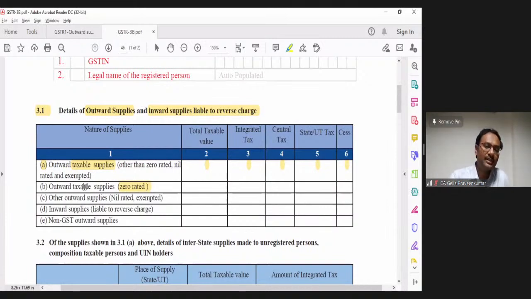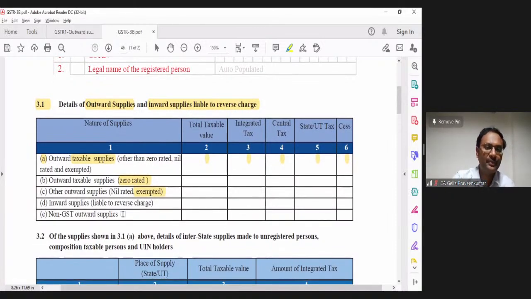Third, outward supply nil rated, exempted. Exempted, like rental income from immovable property used for residential purpose, renting, transportation of passengers, or tax to be paid on RCM. So my turnover, which is exempted. Why exempted? I need not pay. My recipient has to pay. I'll bring that as my outward supply exempted. Non-GST supply, your Schedule 3 transactions or your non-taxable, I'll bring and show in my E column.